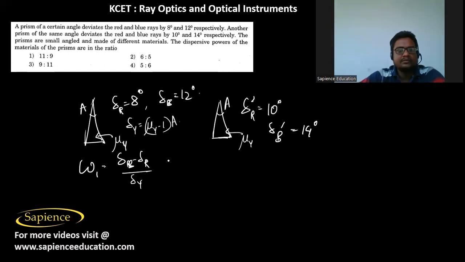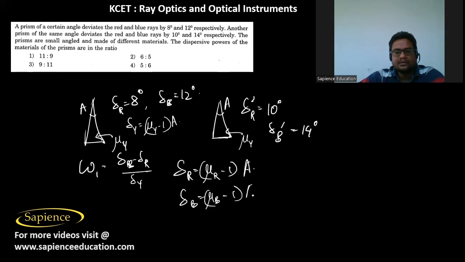Another prism of the same angle deviates the red and blue rays by these amounts. So the angle of deviation for red is mu r minus 1 into A, and delta b is mu b minus 1 into A. This is equal to 8 degrees, and this is 12 degrees. If we take the ratio, then mu b minus 1 by mu r minus 1 is equal to 12 by 8, which is 4 twos are 8, 4 threes are 12.